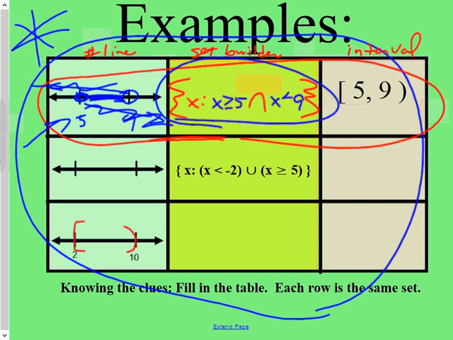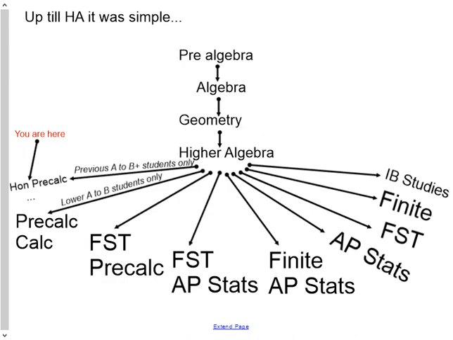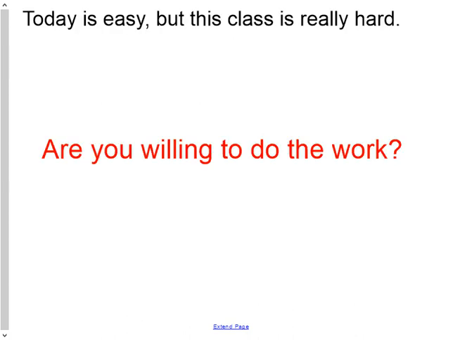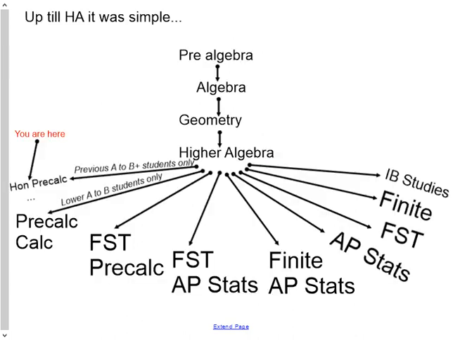Raise your hand if you had that one right. Okay, good. And that's just a simple little start to a class that's going to definitely be much more complicated than that. Your homework is up to here. Today, it was pretty simple. I had a lot of stuff to go through at the beginning of the hour, which is why we didn't do much math today. But are you willing to do the work it'll take?